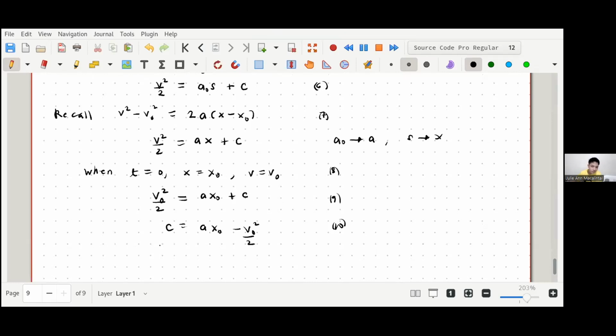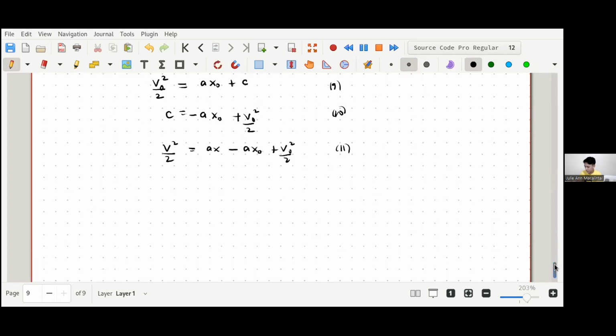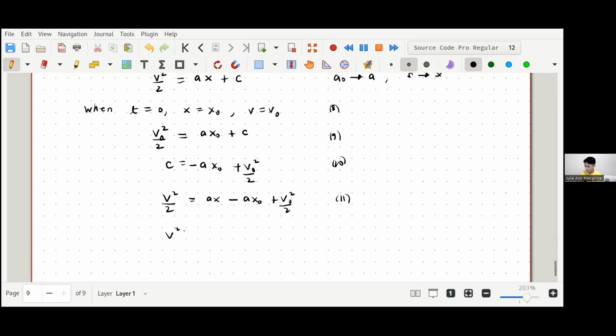I think may mali sa... Ayun. May minus sign to. Ito yung plus. Minus a x of 0 plus v0 square over 2. Or, makukuha natin na v squared over 2 minus v sub 0 square over 2 is equal to a times x minus x naught. Or, twice a.